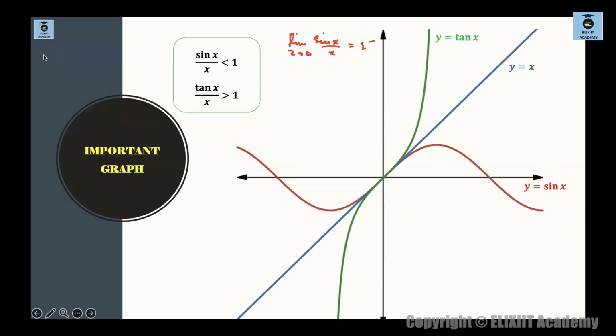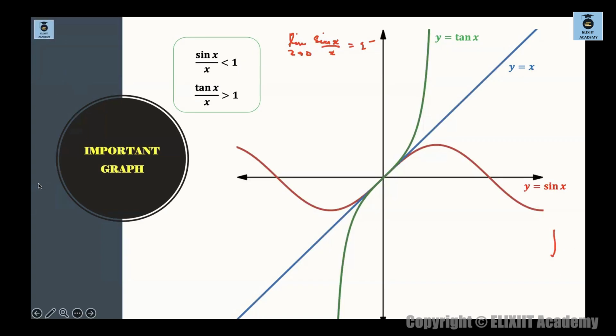Why? Because you can see from the graph now, these graphs are extremely important. Please do remember the graphs of sin x, tan x, and x over here. I have given all three graphs in a single graph: the graph of x, tan x, as well as sin x. These are the positions of the graphs. These three graphs are extremely important, and you can generate lots of things from them.